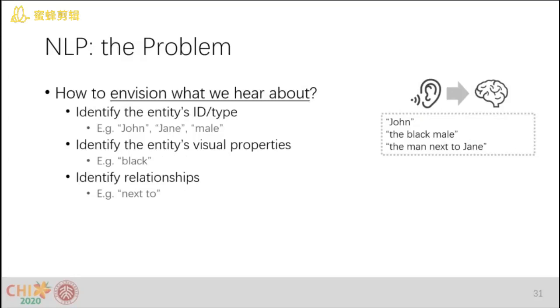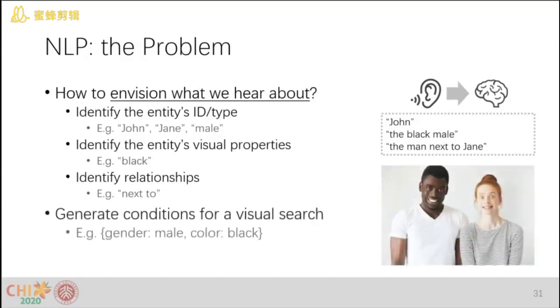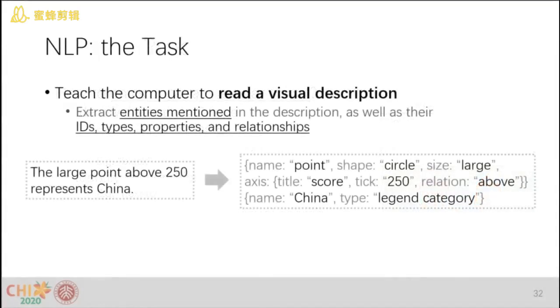Accordingly, there are three ways to envision what we hear about. Use its ID, type, its visual properties, or its spatial relationships. Our brains will generate search conditions to help find the entity from sight. That leads us to the task of the NLP module, namely to extract entities mentioned in the description, as well as their IDs, types, properties, and relationships.